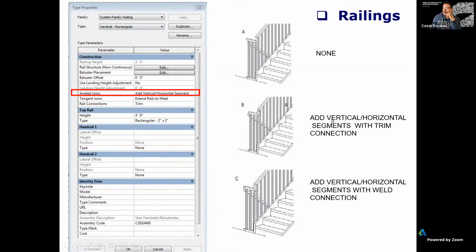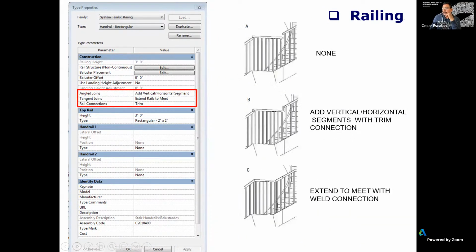You can add vertical and horizontal segments with the trim connections. Trim connection is that each segment of a rail abuts the other one. And then add vertical and horizontal segments with weld connection. Weld is that they are trimmed at 45 degrees or whatever the angle is. Using weld connection, I think this one, C, is usually the one that looks more elegant in the project.